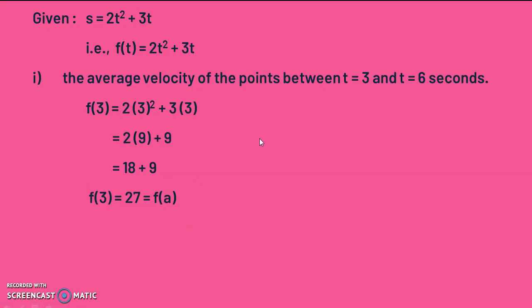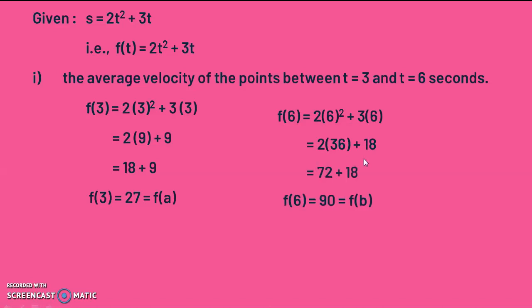So, likewise we are going to find f of 6. That is, f of 6 is equal to 2 into 6 square plus 3 into 6, that is 2 into 36 plus 18, and it is 72 plus 18. So, it is equal to 90, that is equal to f of b. So, let's take this f of 6 as equal to f of b. Now we have f of a and f of b, and a is equal to 3 and b is equal to 6.